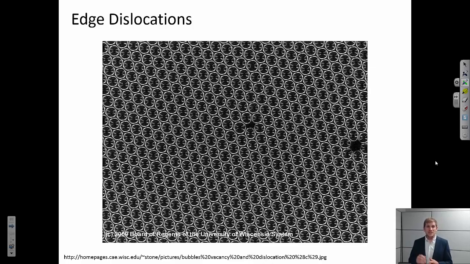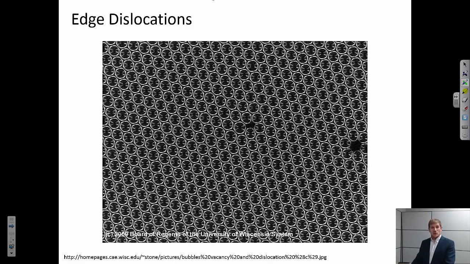Howdy. The purpose of this video is to describe one specific kind of linear defect, and that is an edge dislocation. So we're going to start off by showing you what an edge dislocation is. What I'm showing you here is a bubble array. So this is a whole bunch of bubbles floating on the surface of some liquid.